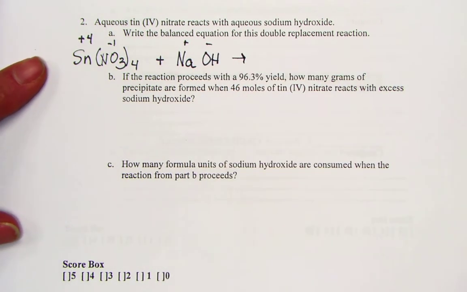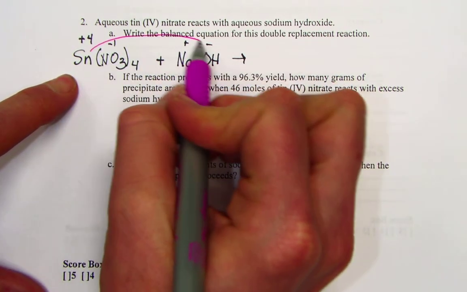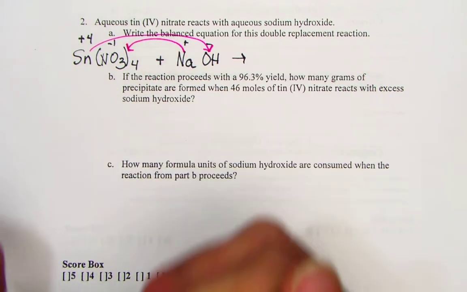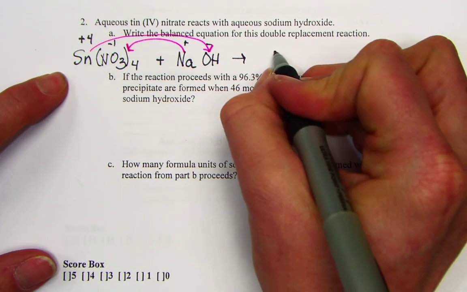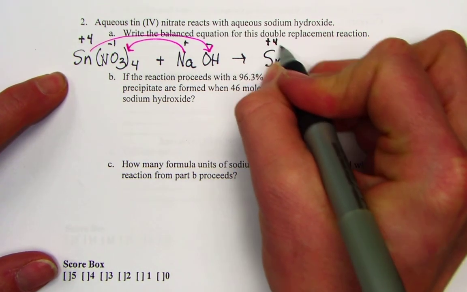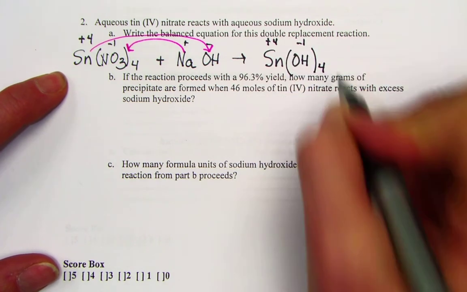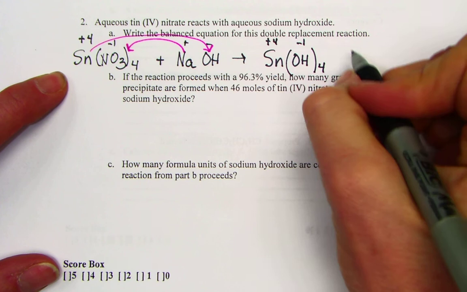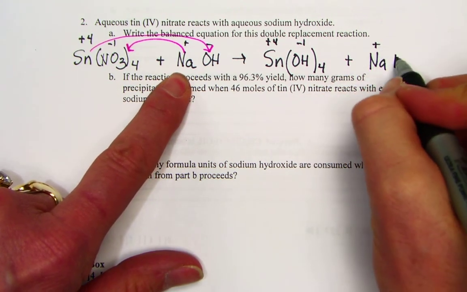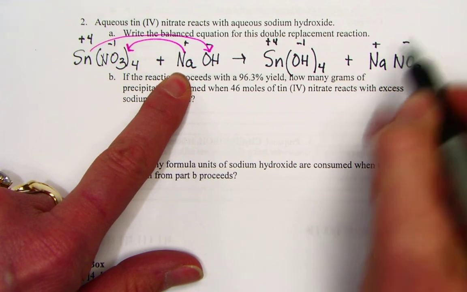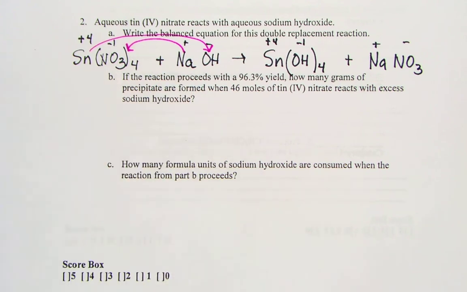The pattern of chemical change we are looking at is a double replacement. For tin, we'll go to the hydroxide, sodium to the nitrate, two positive ions exchanging partners. The first product I'll write would be tin, carrying its +4, now hooking to hydroxide with a -1, Sn(OH) taken 4 times. And sodium goes to nitrate, sodium +1, nitrate -1. So NaNO3. We'll next work to balance our equation.